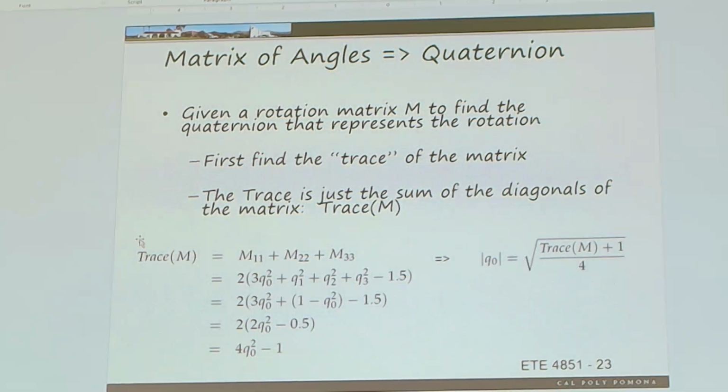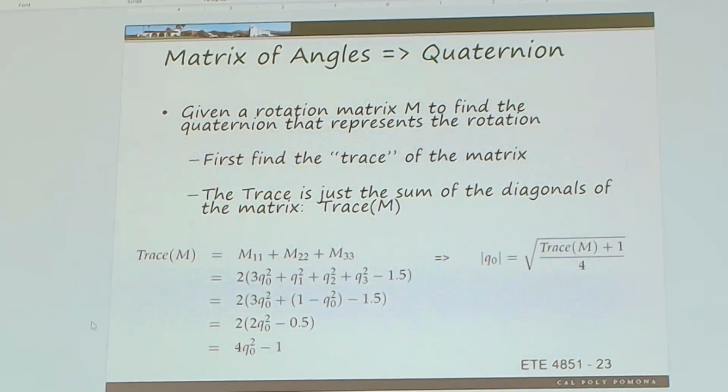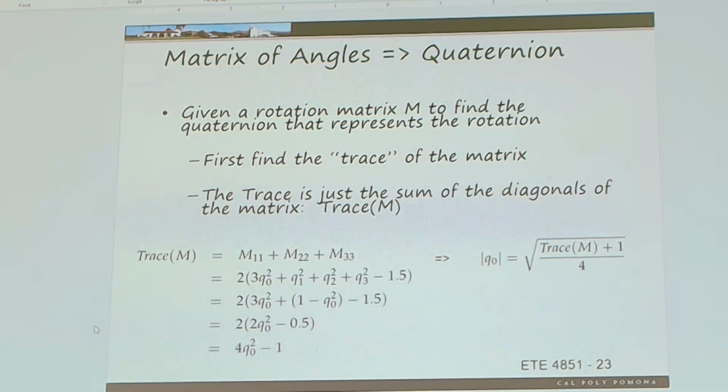I don't know if you might have missed the primer. So you're going to sum all this? Just the diagonal. Okay, all right.